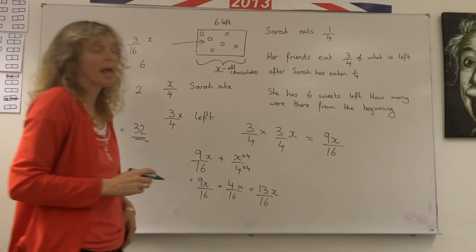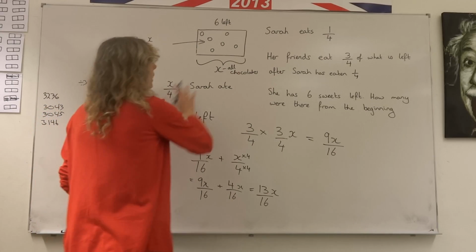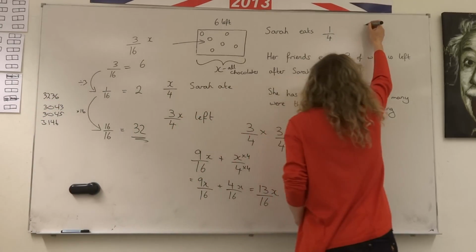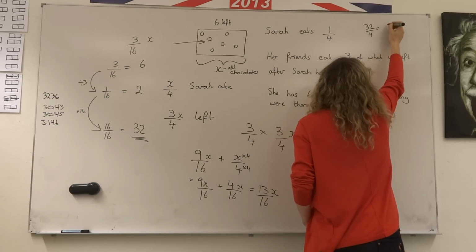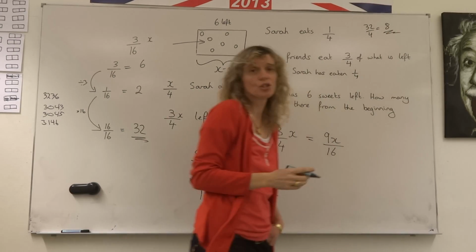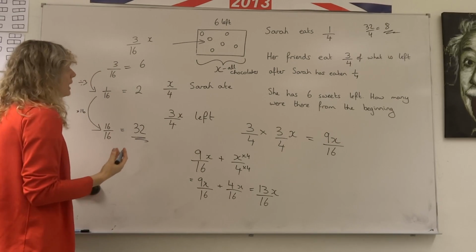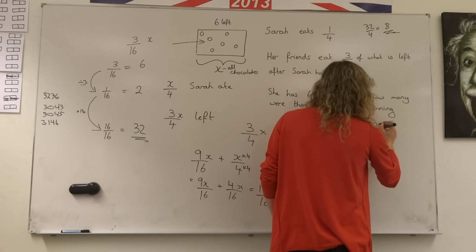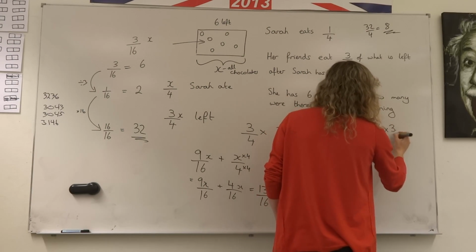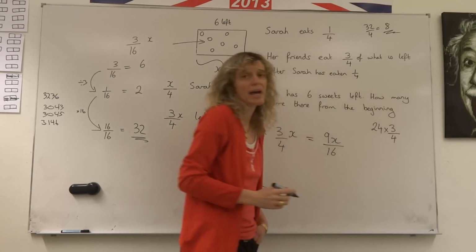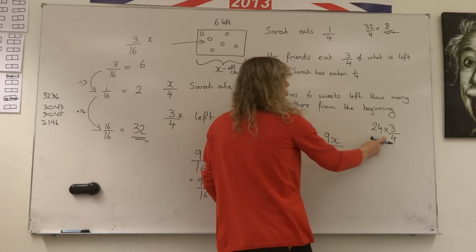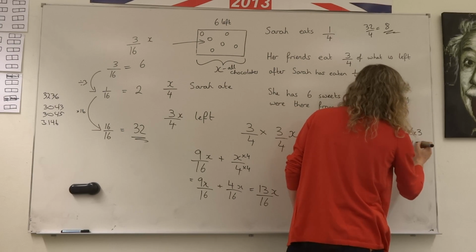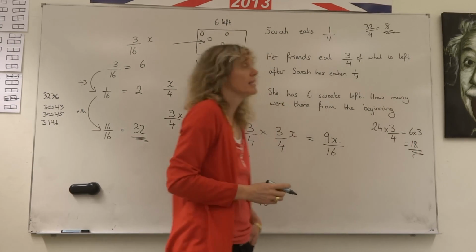Let's do a quick check now and make sure that we've done everything right. Sarah's going to eat 1/4 of these 32. That would be 32 divided by 4. That would mean that Sarah eats 8 chocolates. That would leave us 24 chocolates left. So she's got 24 chocolates left, and her friends eat 3/4 of that. So 24 divided by 4 would be 6. 6 times 3 is 18. So it would mean that her friends would eat 18 chocolates.